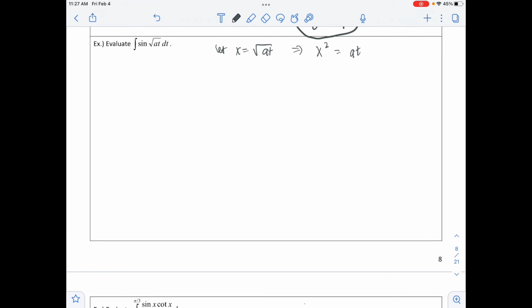And I can differentiate x equals the square root of at, or I can differentiate both sides of x squared equals at. I'm going to differentiate that one just because it's a little bit easier and cleaner to deal with. So this is going to be 2x dx equals, and the derivative of at with respect to t is just going to become a dt.